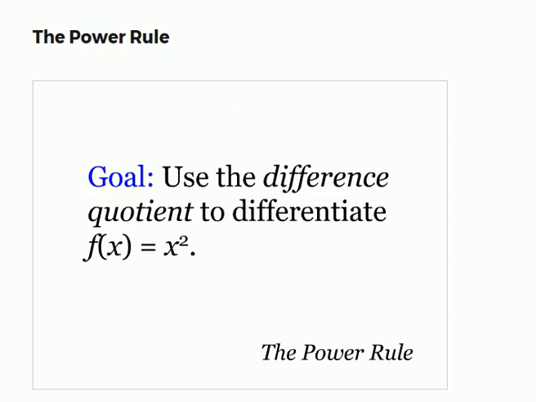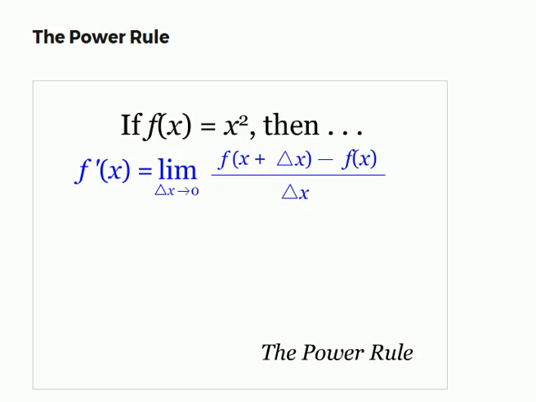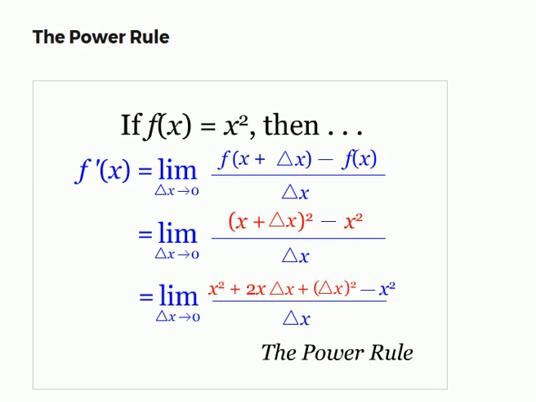We're going to find the derivative of f of x equals x squared using the difference quotient. So I should plug x plus delta x into the function x squared, and then subtract x plugged into x squared. So let me do that. Now we need to simplify. To simplify this, I'm going to go ahead and square both terms, and I'll get x squared plus 2x delta x plus delta x squared minus x squared, all over delta x.